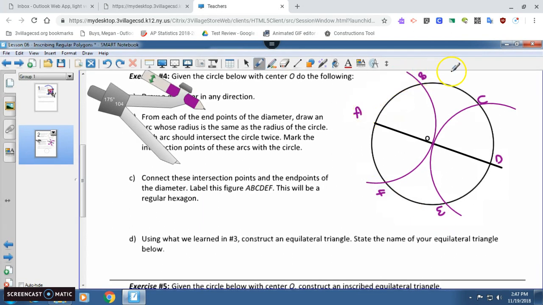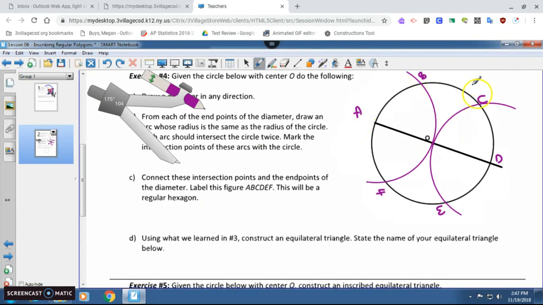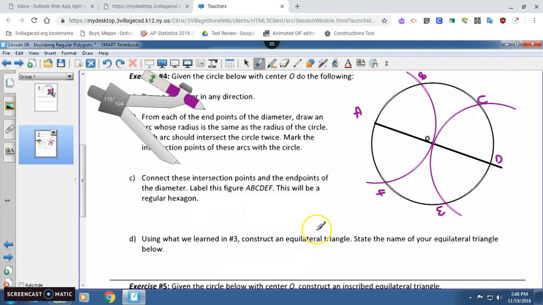And notice I kept them in order. So I did A, B, C, D, E, F. You could have gone in a counterclockwise motion or a clockwise motion. So it doesn't matter the order, but you have to go to the point next to it. Whatever pattern you start with, follow through. Now we're going to connect all these intersecting points. That way the figure is labeled as A, B, C, D, E, F.